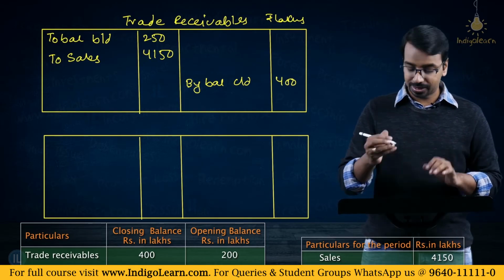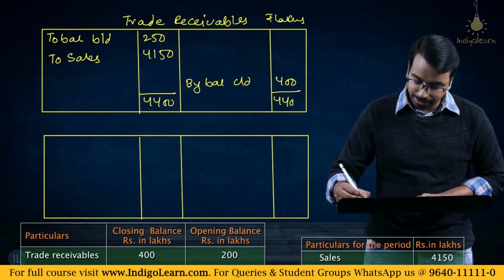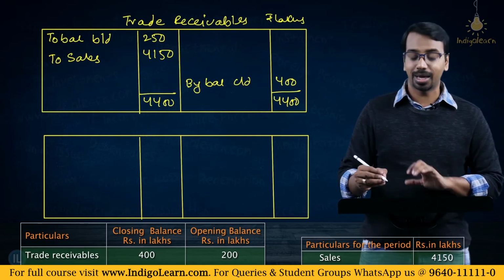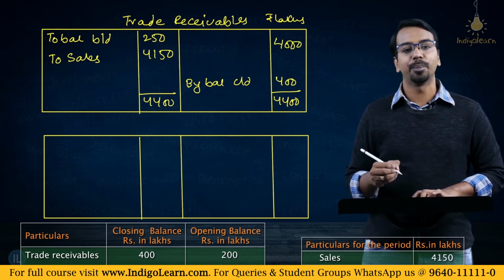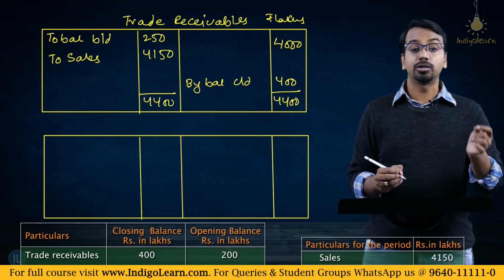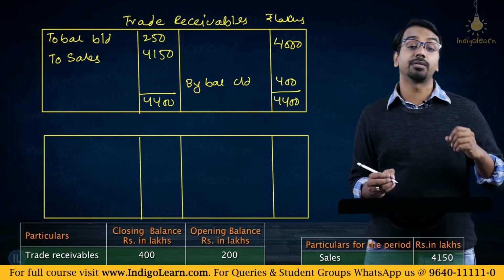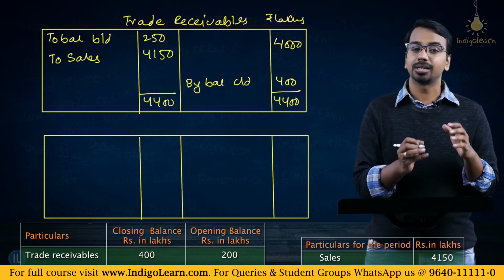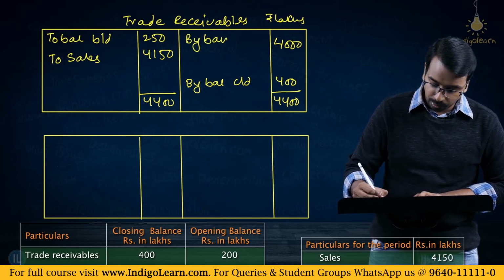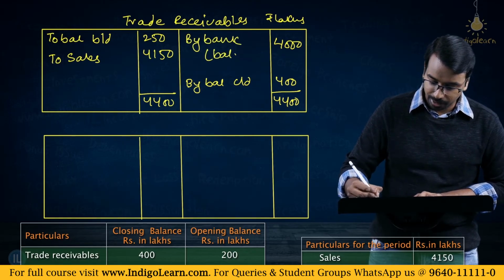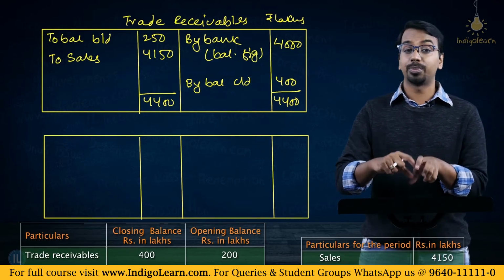Now, if you look at the debit side, you have a total of 4400. On the credit side, you have one entry of 400. What is the balancing figure? 4400 minus 400, 4000 is your balancing figure. That is the amount you would have collected from the customers, because there is no other information that we have given some discount or bad debts. Such information is not available. So this balancing figure is nothing but the amount collected by bank. Now this is one way of doing it, by preparing a ledger account.